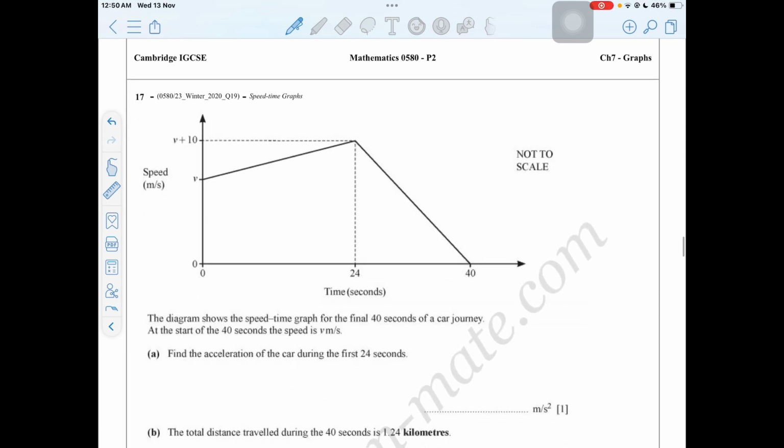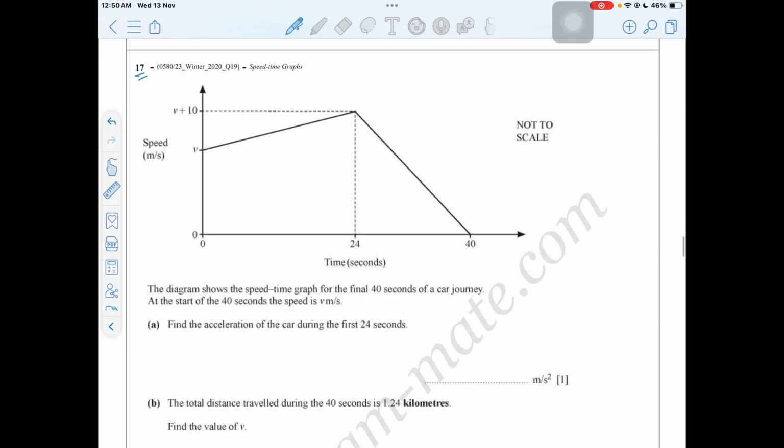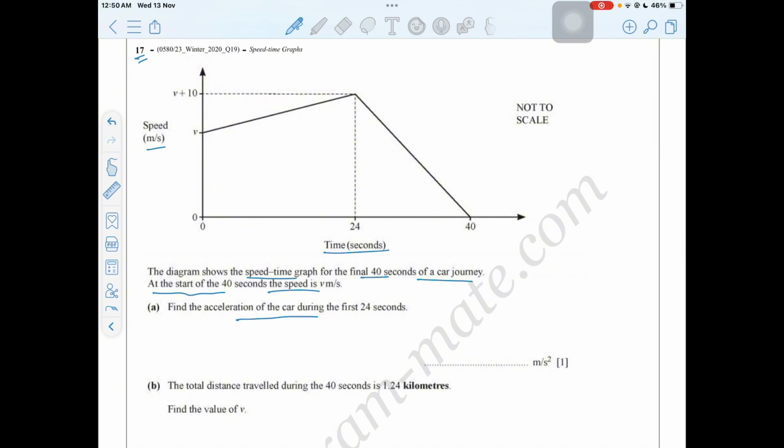Moving on to question number 17. We are given this graph. The diagram shows the speed time graph for the final 40 seconds of a car journey. At the start of the 40 seconds, the speed is v meters per second, right? Find the acceleration of the car during the first 24 seconds. It requires the acceleration during the first 24 seconds, right?